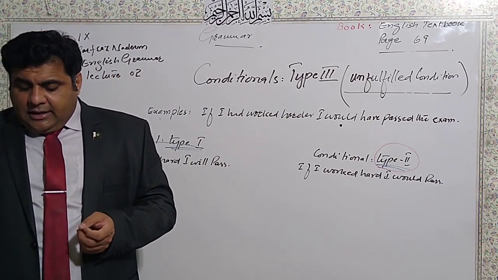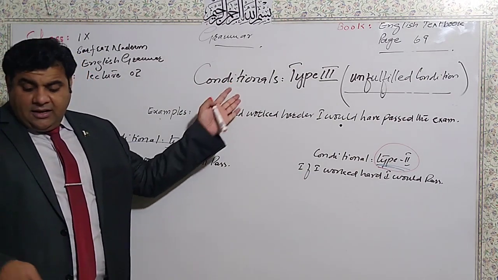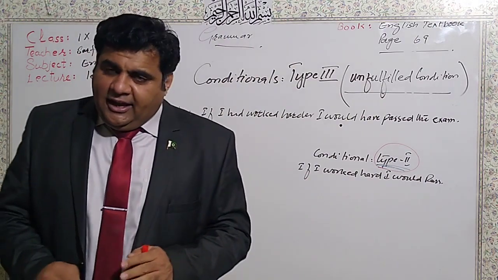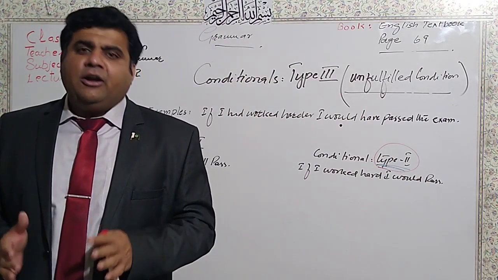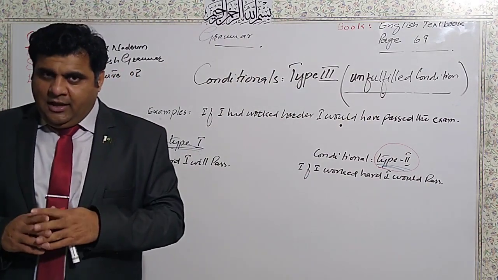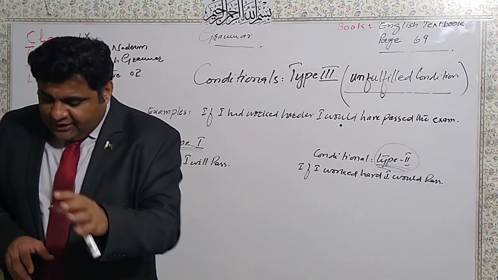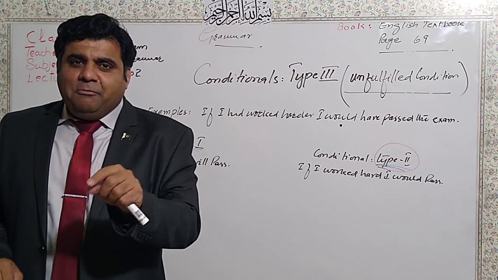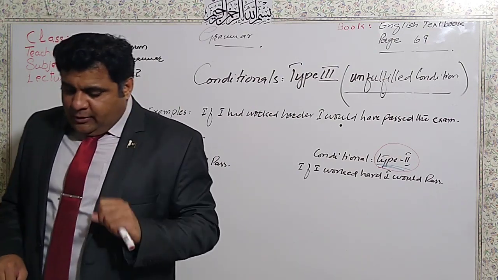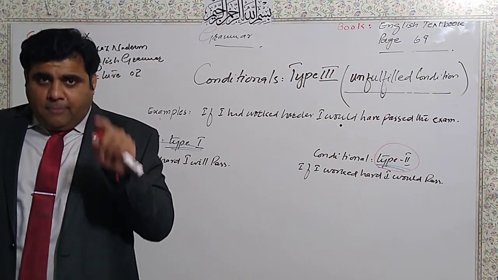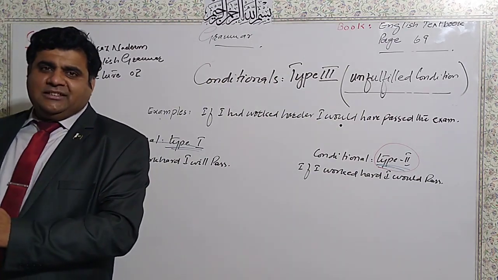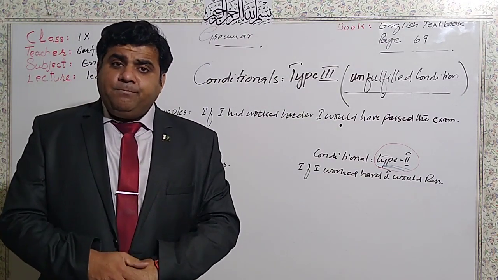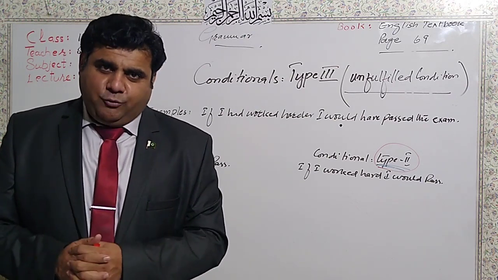So dear students, in conditional type 3, there are 3 sentences given to you. Half of each sentence is given and you have to complete the other half at home, in your book. For example, if you had studied hard, dash. That dash will be completed by you. Number 2, if you had come to me, the last portion is left for you. And number 3, if I had seen him, you have to complete the remaining portion.